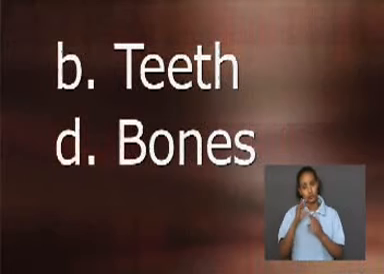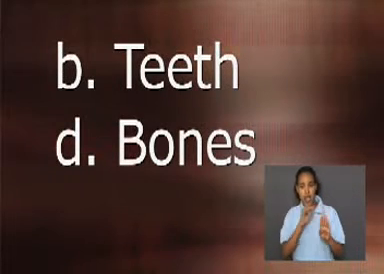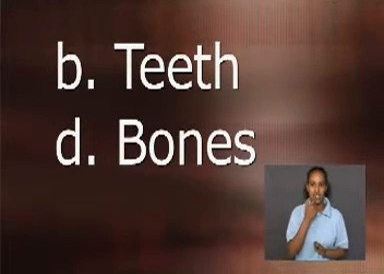Welcome back, students. If you chose answers B and D, teeth and bones, then you are correct. Phosphorus is a building block for these animal and human body parts. Interestingly, not only is phosphorus found in teeth, it is also found in toothpaste. Let us continue with our lesson.